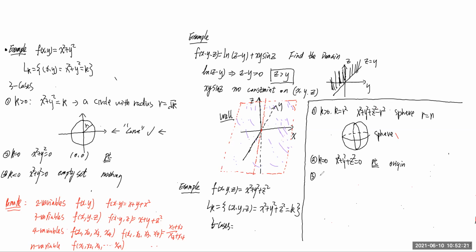Case three, k is less than 0: it's empty. Like what I said, for this case the independent variable is reduced by 1, so it's a 2-dimensional surface, a sphere. This example is very important. You have to memorize this for our future, of course for our course.